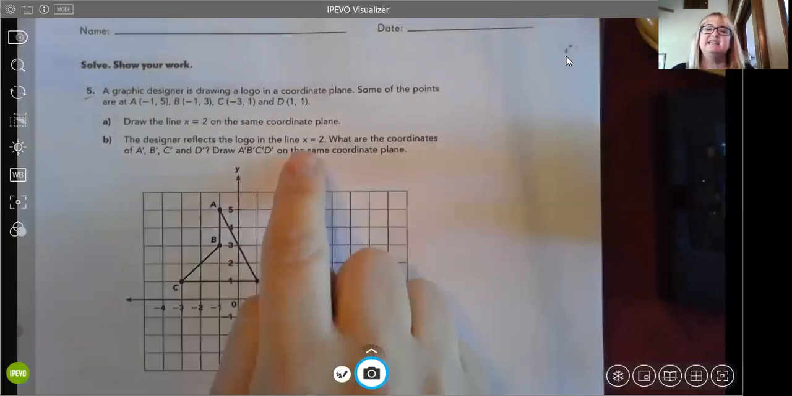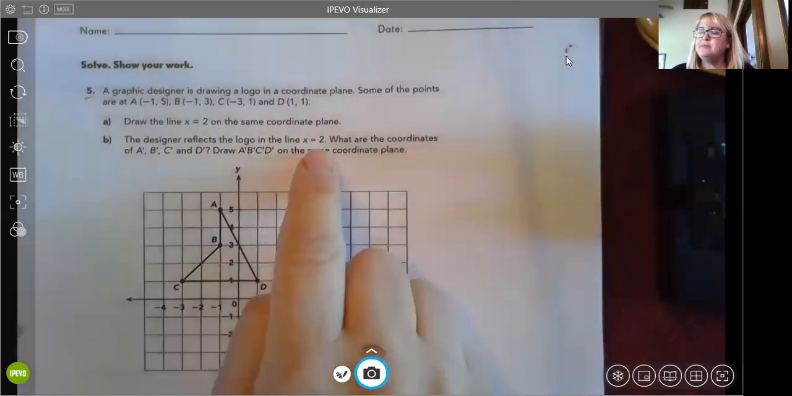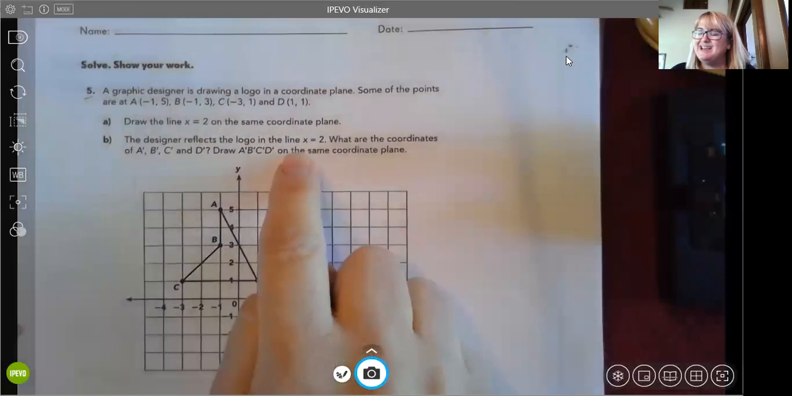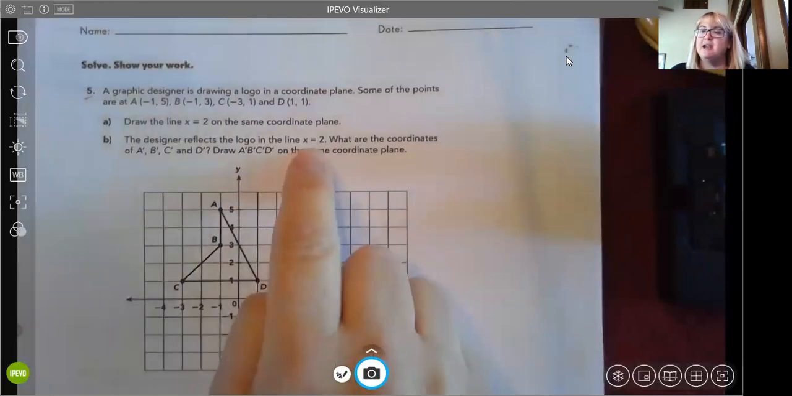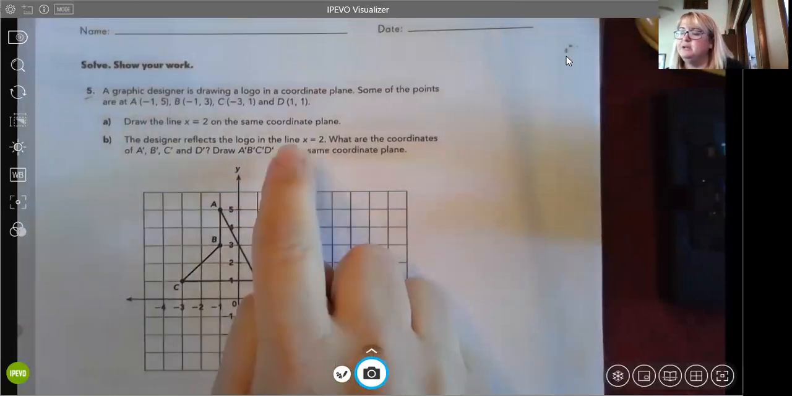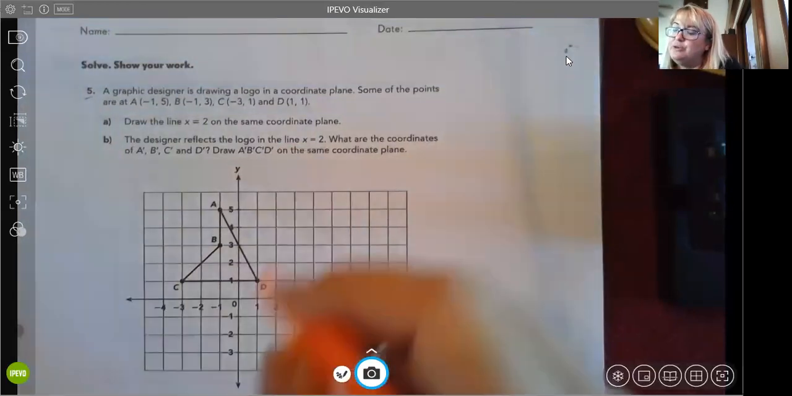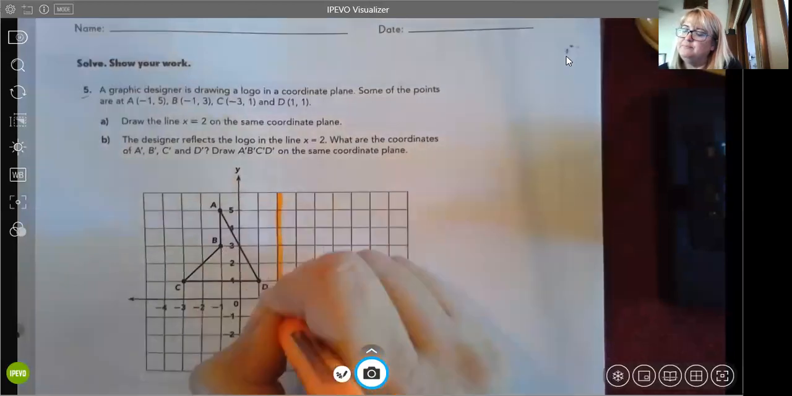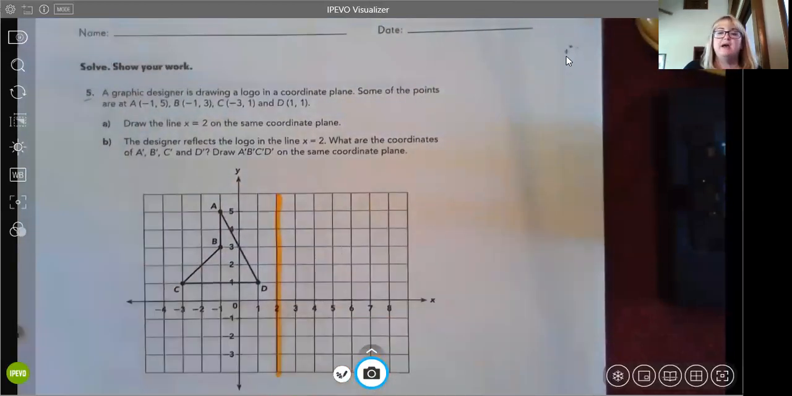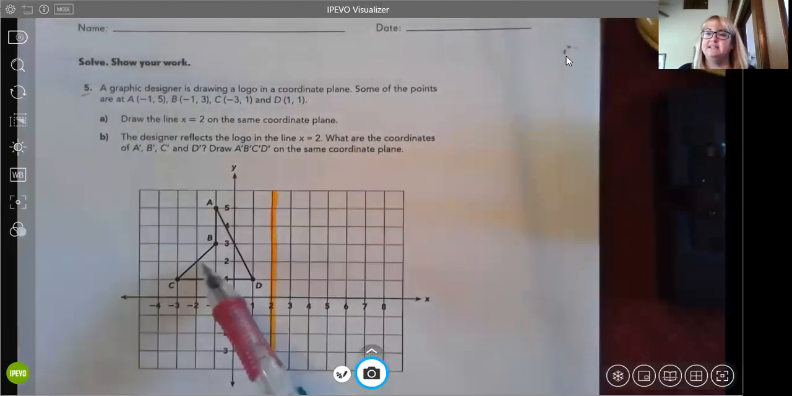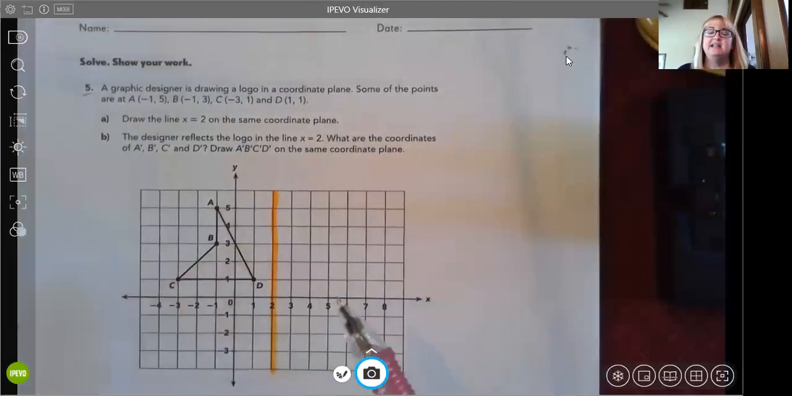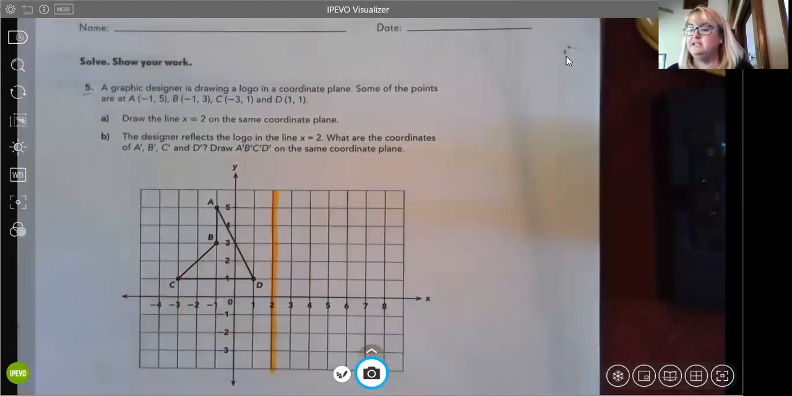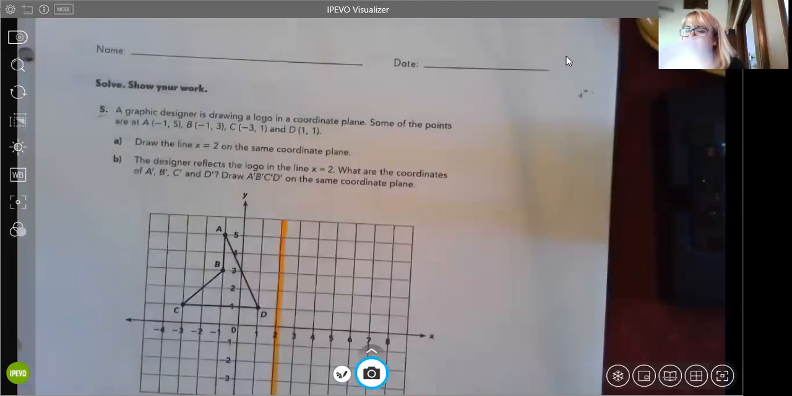Now, when it says X equals 2, that is a line that is going through the x-axis at 2. No matter what y is, X equals 2. So since it's going through the x-axis, it is going to be a vertical line. Now that you have your line of reflection, I want you to reflect this figure across it. Label it and label the points, and that's all you have to do. All right, so that's number 5.